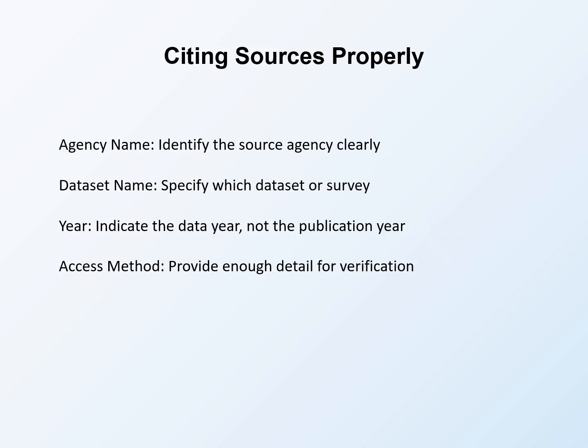Proper citation of data sources demonstrates professionalism and enables verification. Include the agency name to identify the source clearly. Centers for Disease Control and Prevention is more credible than "according to recent data." Readers should know exactly where information originates. Specify the dataset name or survey when applicable. BRFSS, American Community Survey, or Current Employment Statistics tells knowledgeable readers exactly what you are citing and how reliable it is.